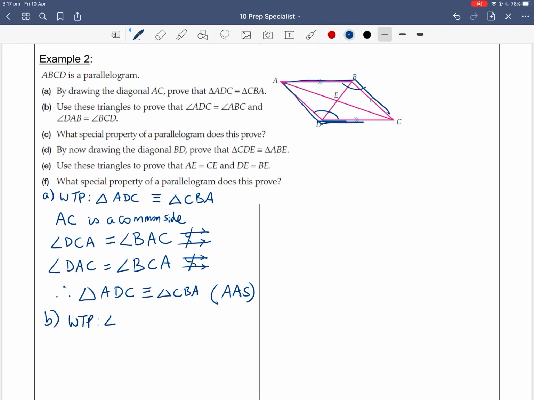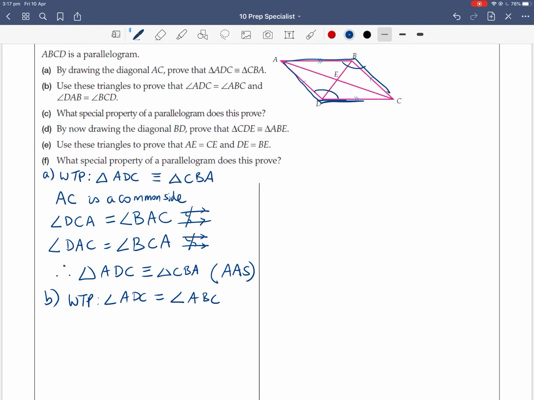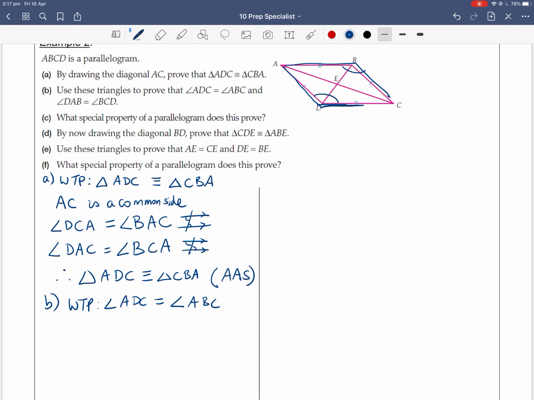So we want to prove that angle ADC is the same as angle ABC. Now, considering our 2 triangles, the blue one and the pink one, we proved in part A that the 2 triangles are congruent. Now we said that congruent shapes have the same size and shape. So what this means is all the angles are the same as well.